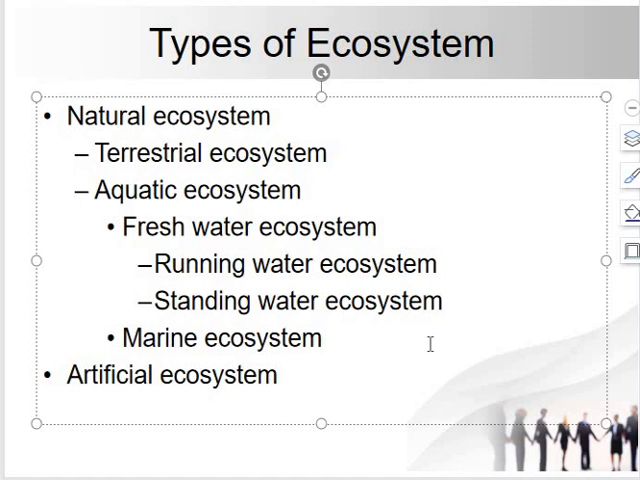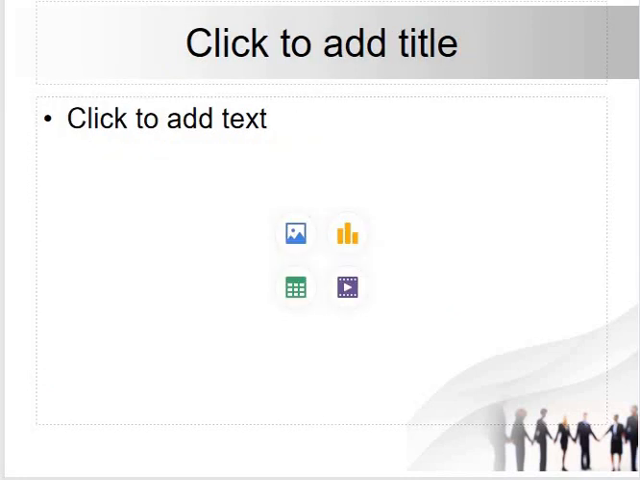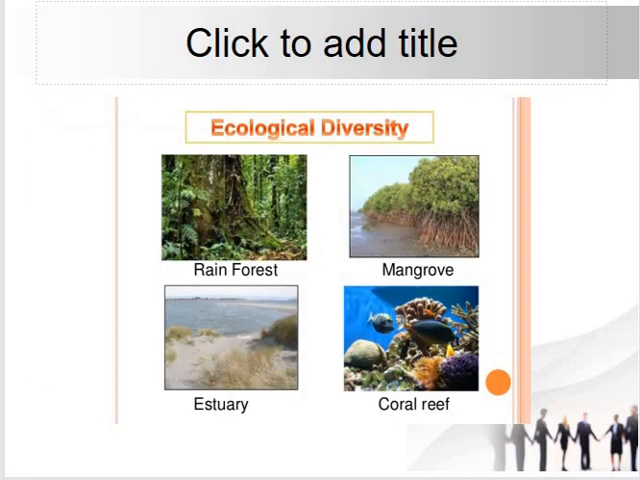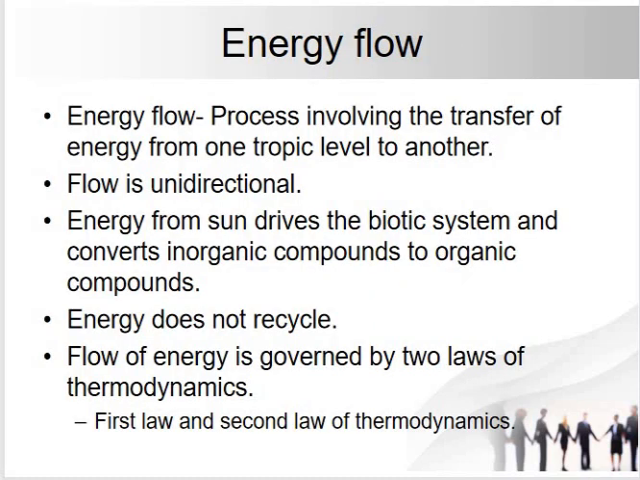Okay, and these are all about ecosystem and the types of ecosystem. You can see these are some examples of ecosystem: forest ecosystem, mangrove ecosystem, estuarine ecosystem, coral reef ecosystem. Okay, next, coming to this topic, energy flow.